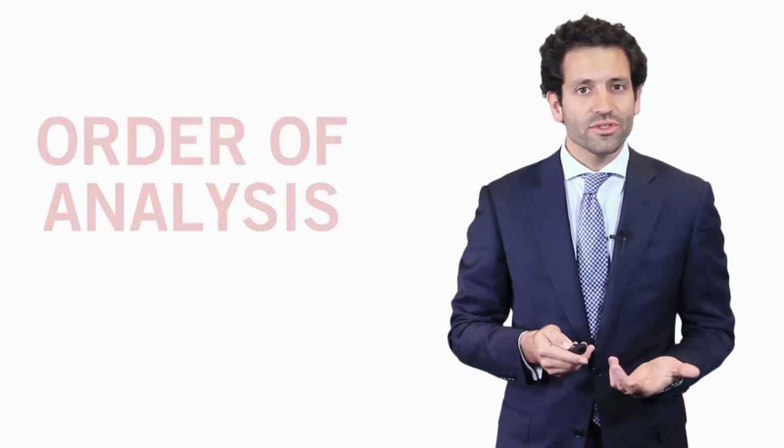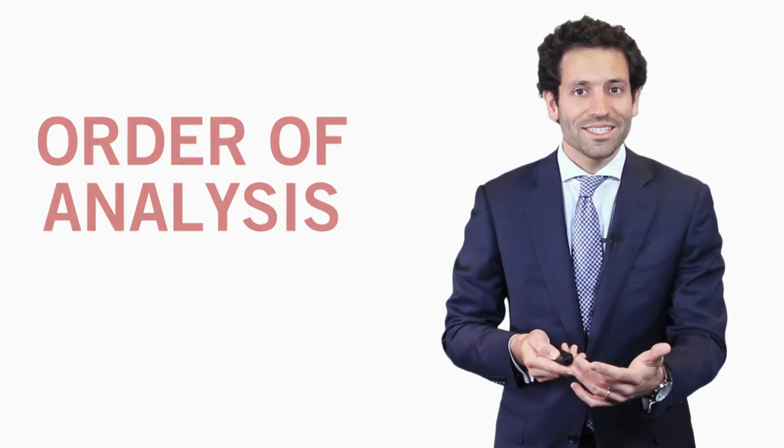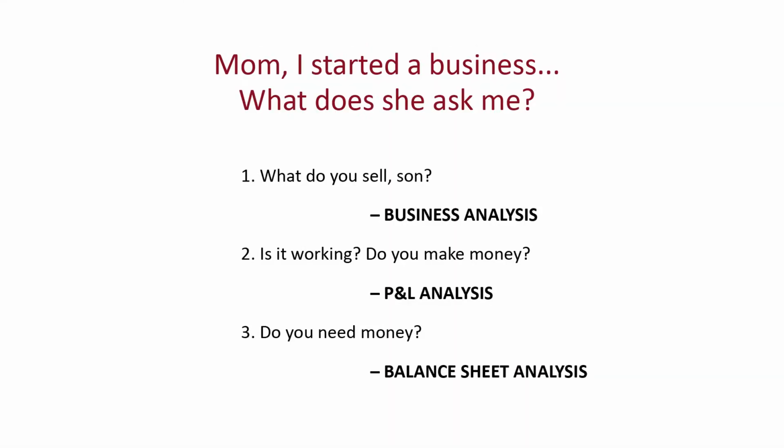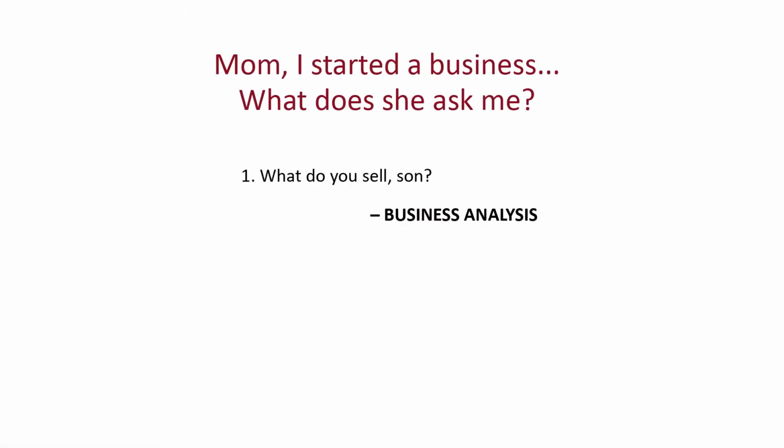If you recall from the previous session, the order of analysis that was convenient was the answer to the question to my mom: Mom, I started a business, and what are the questions that she would ask? The first question was, what are you doing? And this is what we did when we did the business analysis. The second question that she might ask is, is it actually profitable? Are you making money, son? And the answer to that question was to look at the P&L or the income statement, which is what we analyzed in the previous clip.